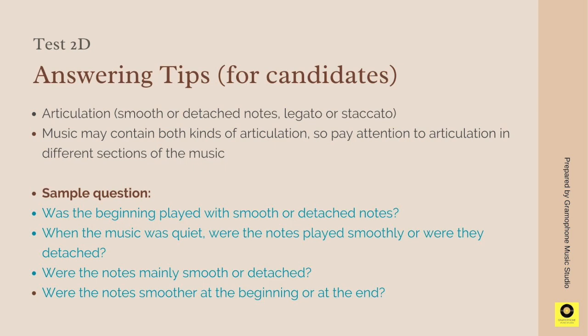Was the beginning played with smooth or detached notes? When the music was quiet, were the notes played smoothly or were they detached? Were the notes mainly smooth or detached? Were the notes smoother at the beginning or at the end? Please take note that the examiner will only ask between dynamics or articulation. It will not be both.